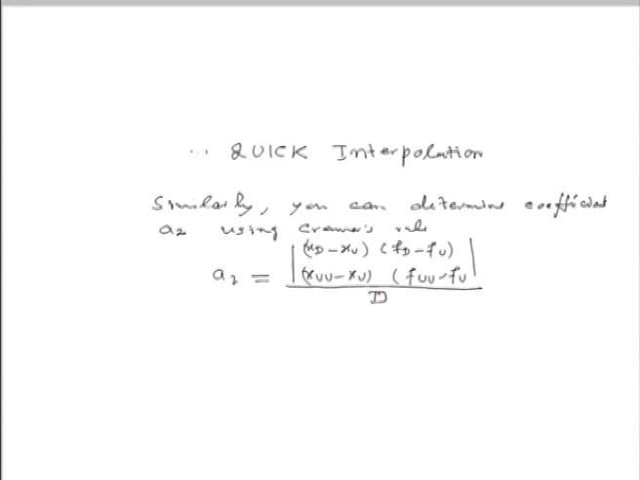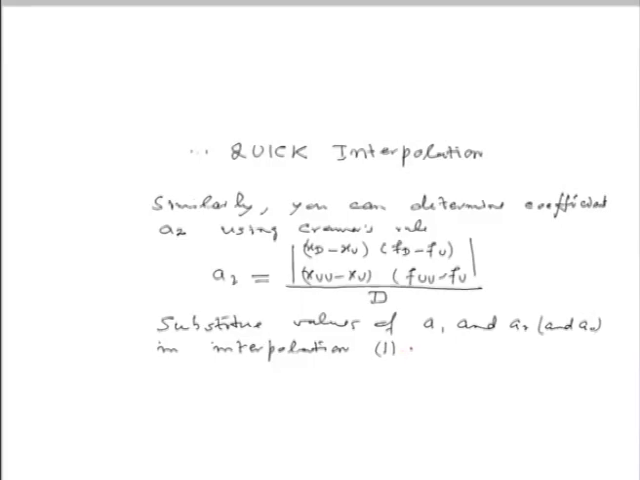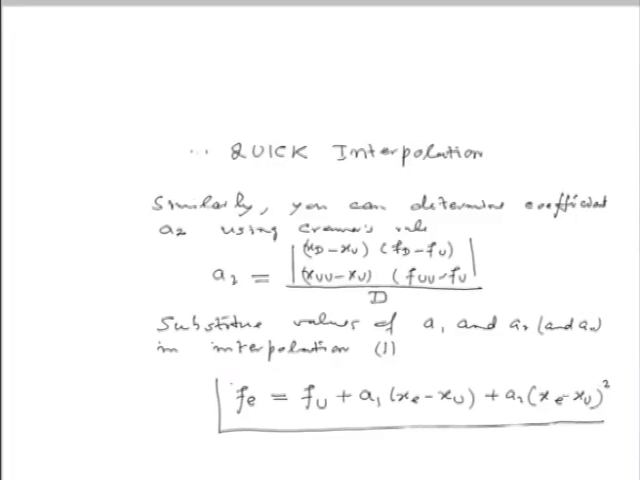Okay. So next you can expand the determinants, get the coefficient values a1 and a2, and substitute the values of a1 and a2, and of course a0, in the interpolation which we had used, that is quadratic interpolation, and then you can find out what is the value of Fe, in terms of Fu plus your A1 times x small e minus Xu plus A2 times x small e minus Xu whole square. Okay.